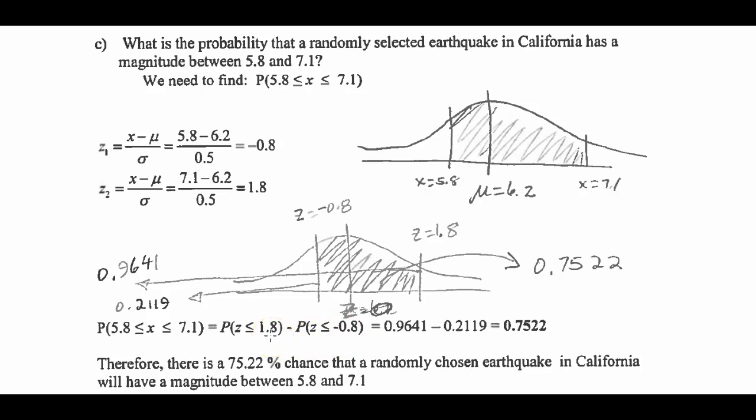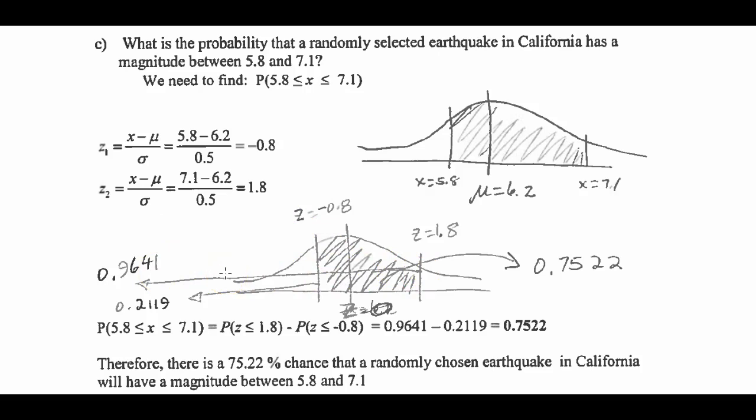The way we work this out using tables, keep in mind tables only give us areas to the left. When I'm looking for area between two values, I always start with the highest one. Right here, my z-score is 1.8. I'm going to look for the area that lies to the left of a z-score of 1.8, everything to the left of 1.8, and my table is going to tell me that value is 0.9641. Okay, but I don't want all of that area.